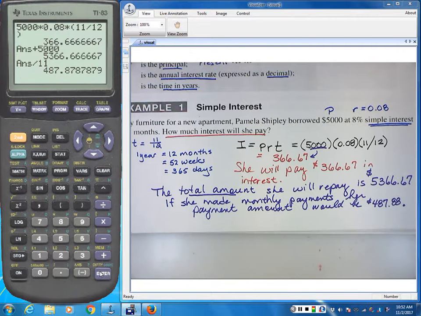And even if she paid the loan off early, even if she made double payments every month, she still has to pay that amount for her payments. There is no advantage to prepaying or paying off a simple interest loan faster. She still has to pay the same amount ultimately.